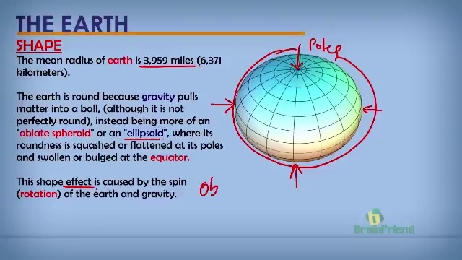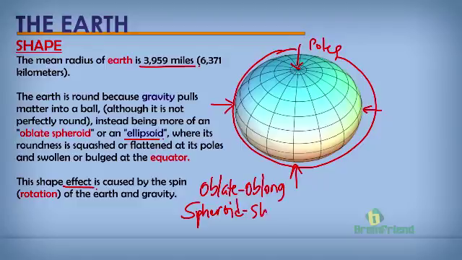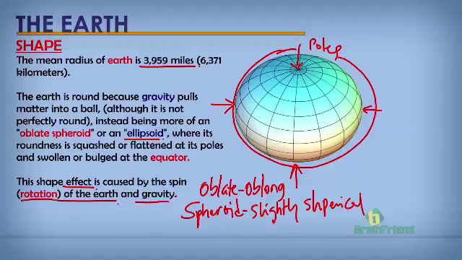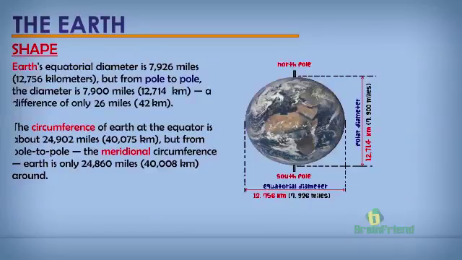Oblate refers to an oblong shape. So the Earth, as we can see, is slightly oblong. And spheroid indicates that the Earth is also slightly spherical in shape. This shape effect is caused by the spin or the rotation of the Earth, coupled with gravity acting on the Earth.